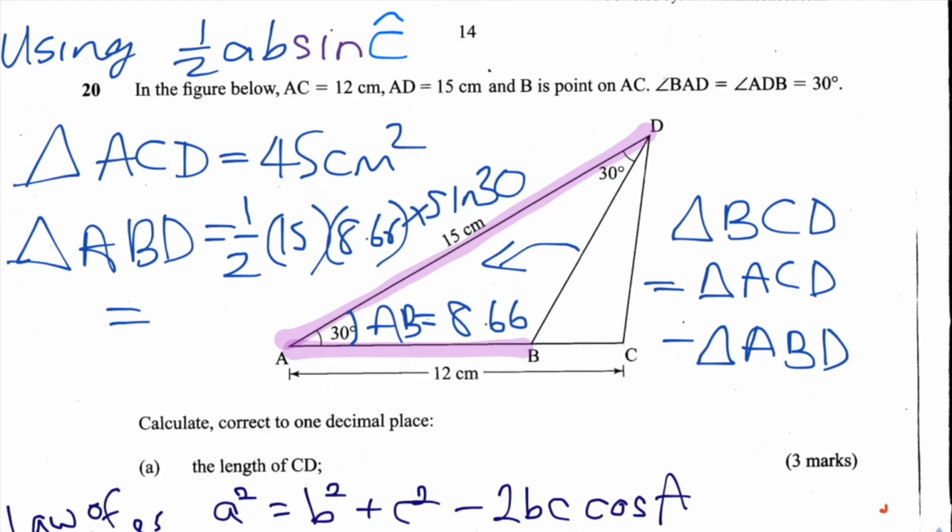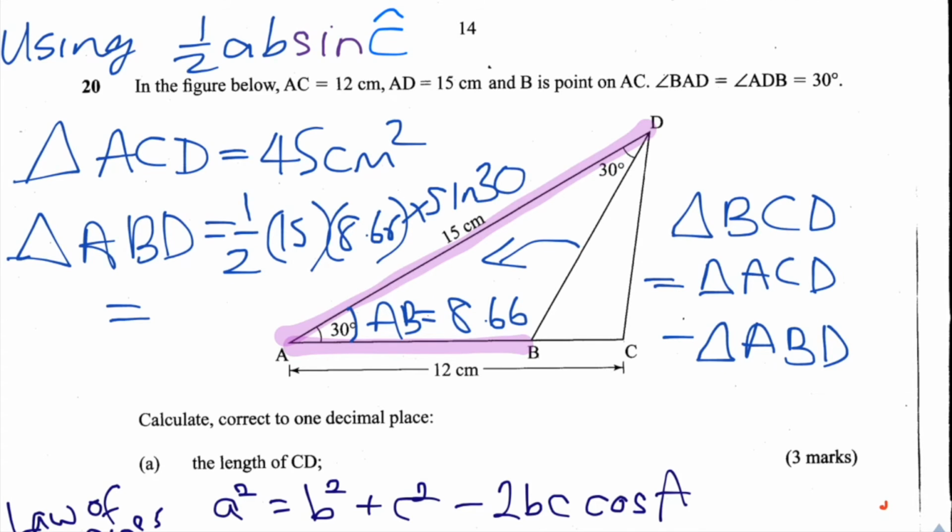So what we get here is a half times by 15 times by 8.66 times by sine 30. And sine 30, as I mentioned before, is a half. So the area of triangle ABD is 32.482 centimetres squared to 3 decimal places.